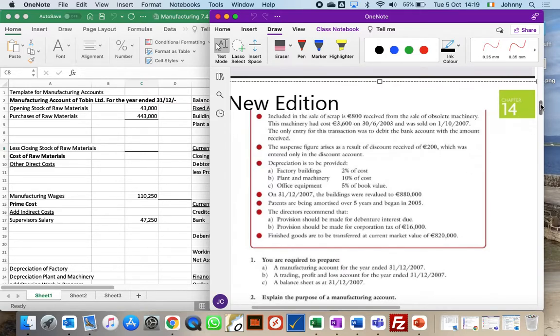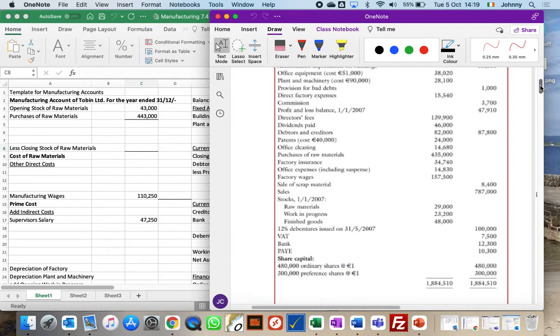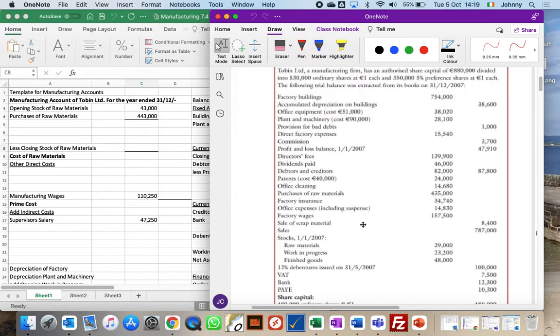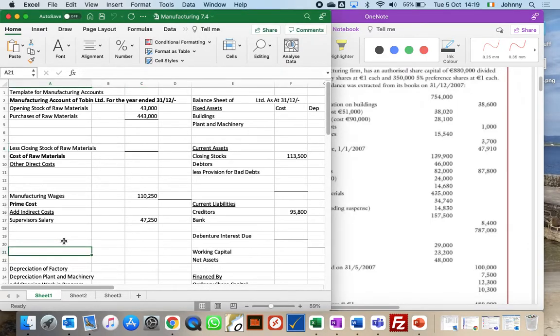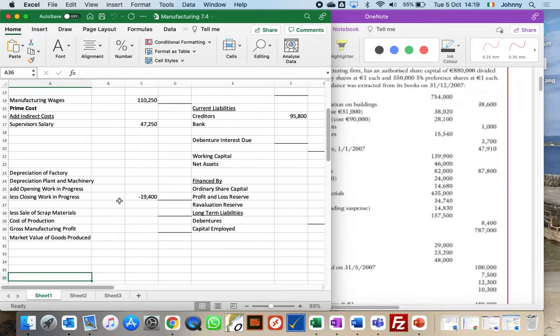So I need to go to my question and I find sale of scrap. Sale of scrap material is listed as 8,400 and I have that down here at the end of my account. So it's equals, minus, less sale of scrap material, 8,400. And that sale of scrap material is going to be less by this obsolete material, so I'm going to take that out, so that actually becomes a plus. So sale of scrap material is now 7,600.